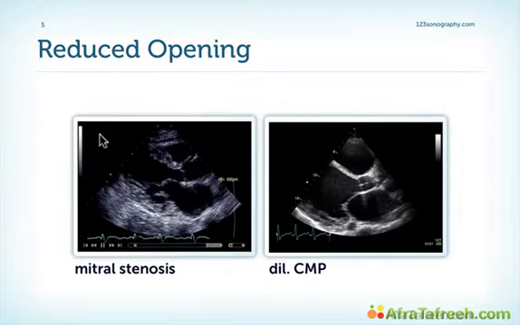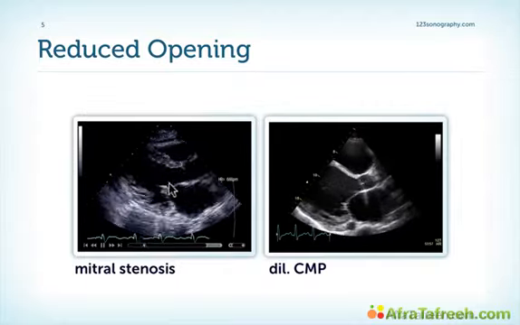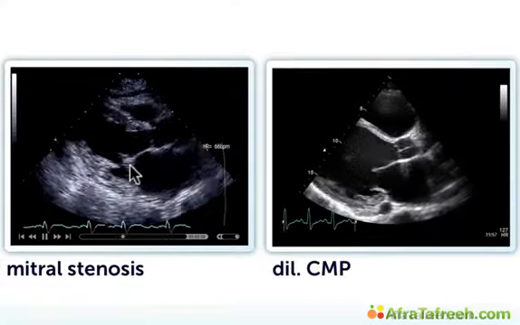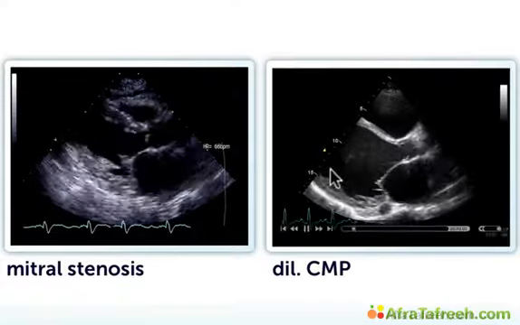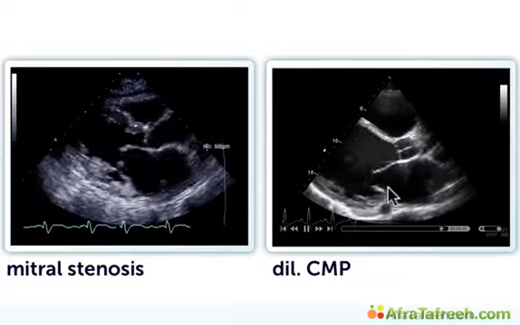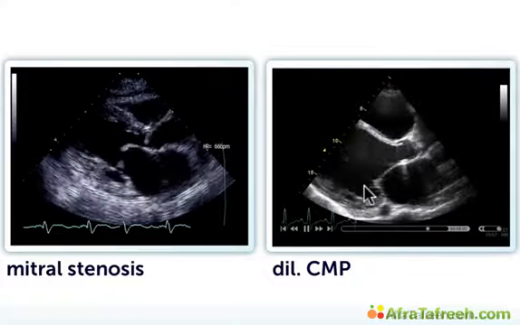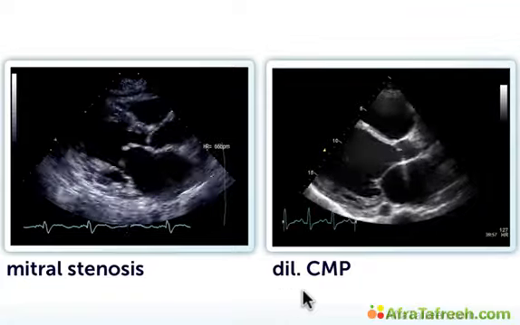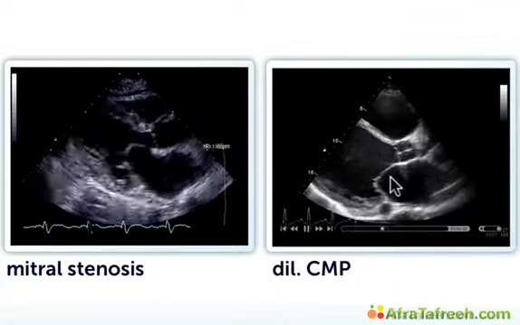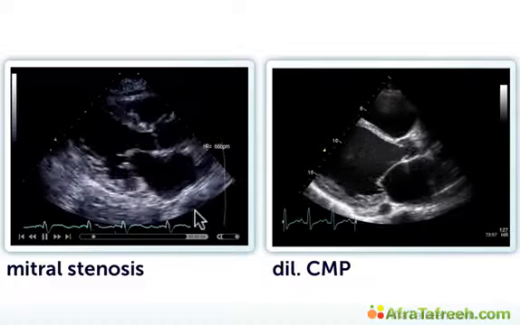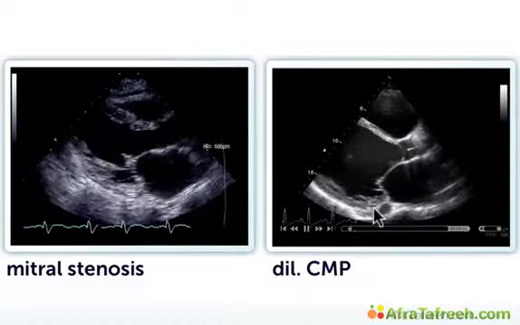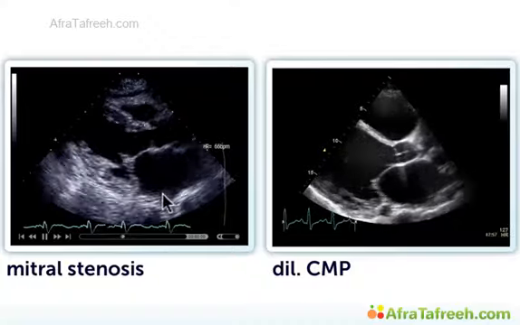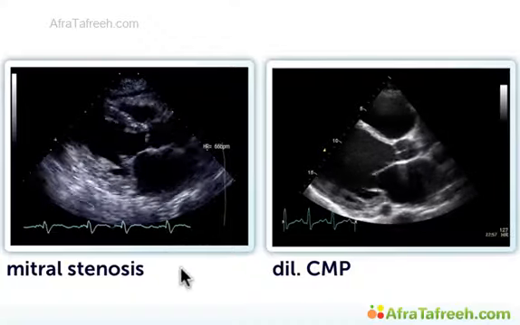Remember, you can best see the doming motion in a parasternal long axis view. Here's another example of a patient with doming of the anterior leaflet, maybe not as much doming as we saw previously. We have a reduction in the opening, and here we have an example of a patient who also has a reduced opening of the mitral valve, however no doming. This patient does not have mitral stenosis, but he has a dilated cardiomyopathy with a myopathic motion of the mitral valve. So compare the two and see the difference. Doming here, no doming. Both valves have a reduction in the opening.